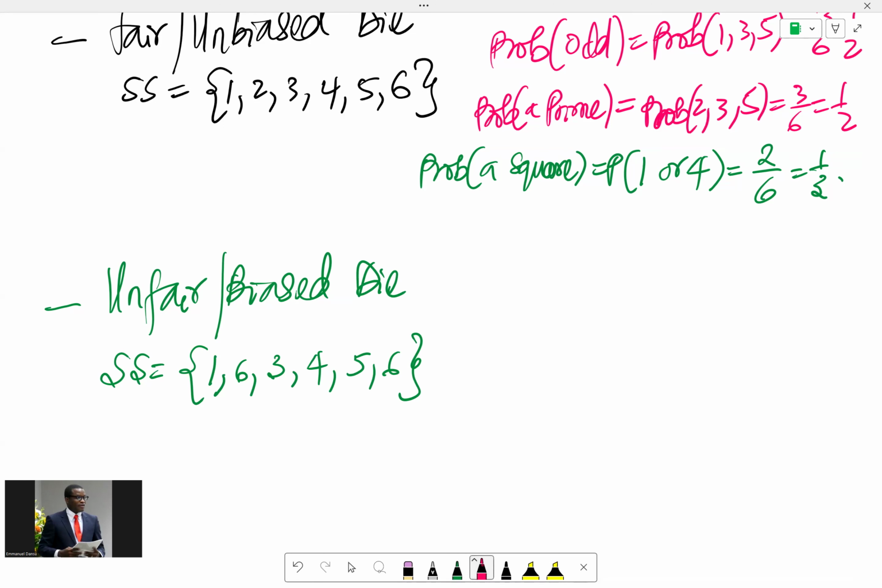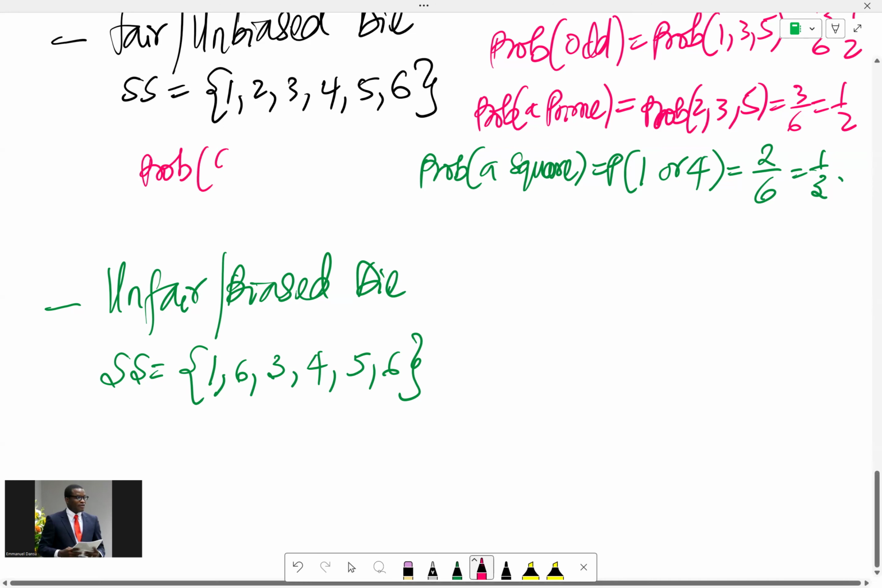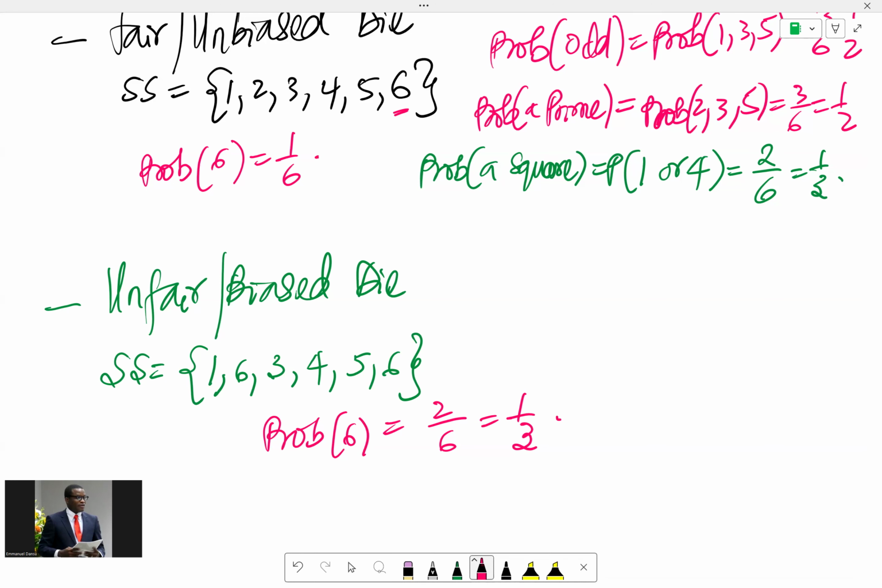So for instance, in the case of a fair die, the probability of getting a 6 is simply 1/6 because you have only one 6 here. But here now, the probability of getting a 6 has increased significantly. It has doubled. The probability of getting a 6 here is actually 2/6, which is 1/3. So you have a higher chance of getting a 6 with this biased die because you have manipulated it. So that way you can win the game cheating. I mean, that's a possibility to consider.